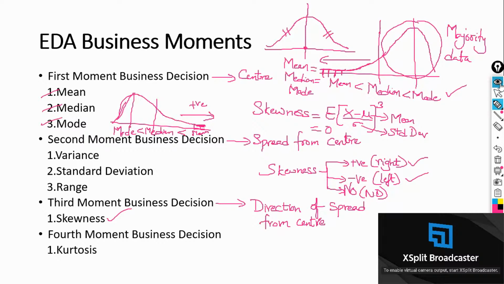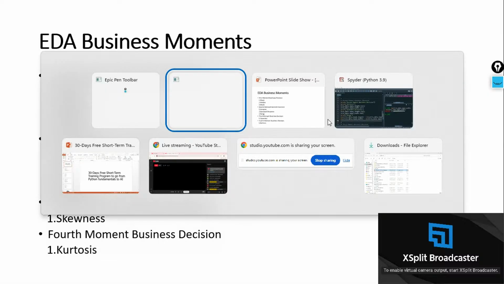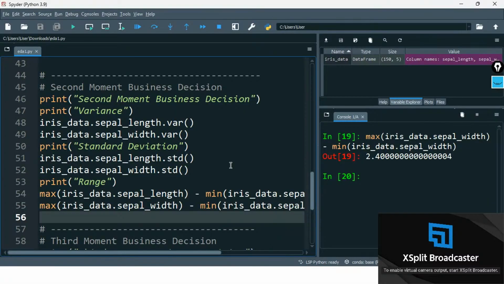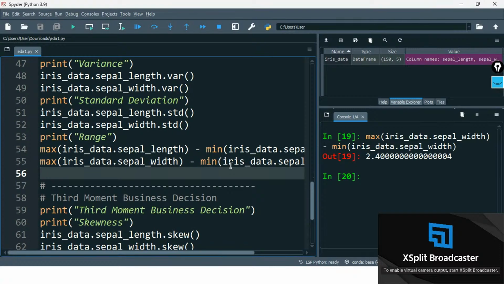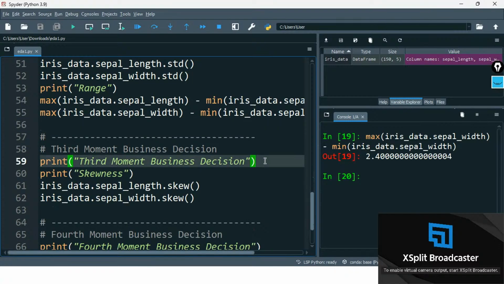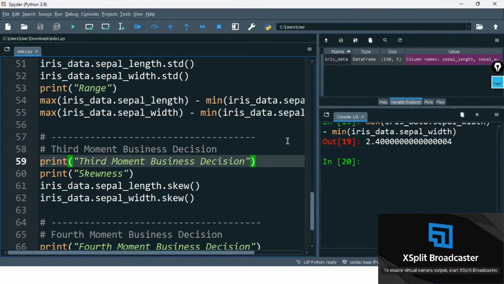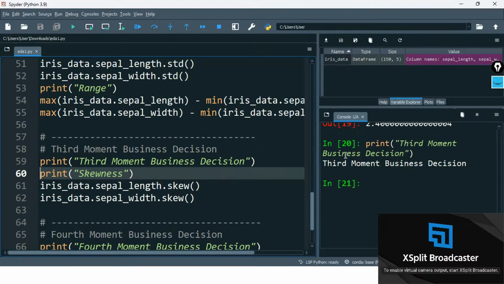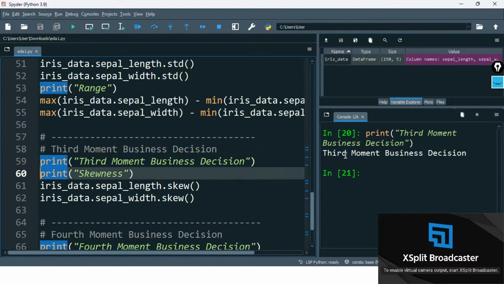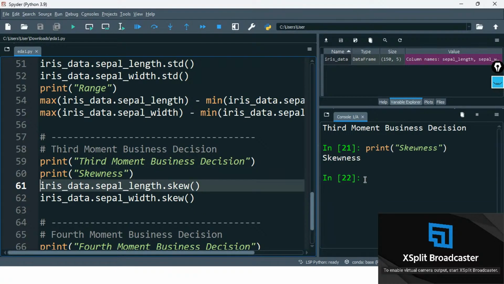For time being, let us proceed with the code because it is just one line, third moment. Let me show you the function, then we'll wind up the session for the day. I'm using the print function to print third moment business decision. So it got printed to the console. Then I'm printing skewness. Skewness got printed to the console.